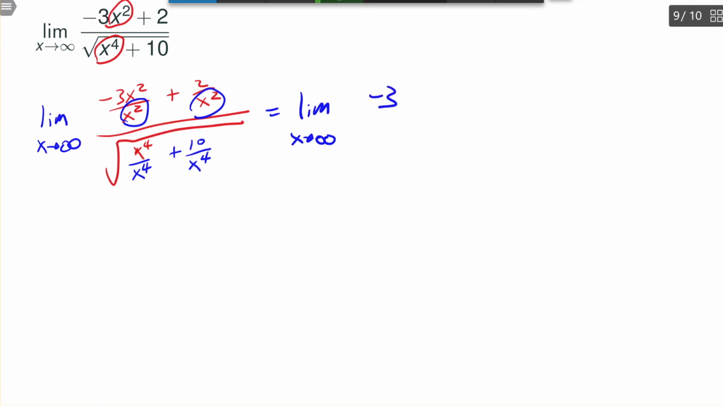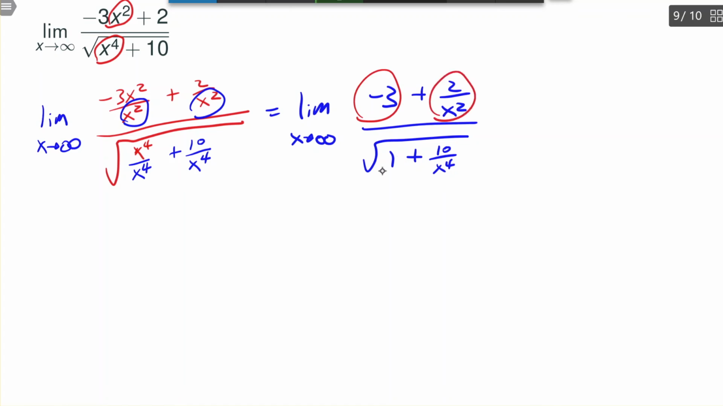We get negative 3 plus 2 over x squared over square root of 1 plus 10 over x to the fourth. Now here, we're evaluating 4 different limits, and each of them is x approaches infinity. But this one just approaches negative 3, it is a constant. This approaches 1, but we can think of it as square root of 1, which is also 1. Approaches 1. Now this one approaches 0.